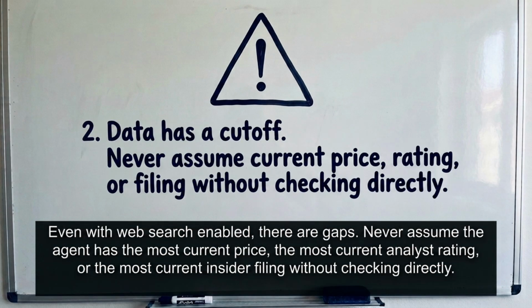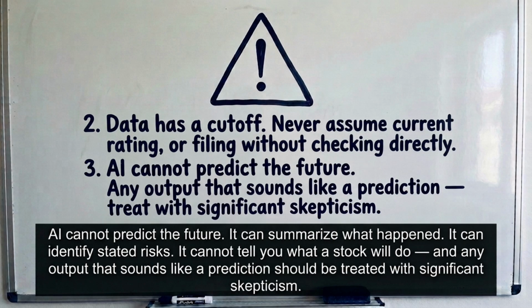Data has a cutoff. Even with web search enabled, there are gaps. Never assume the agent has the most current price, the most current analyst rating, or the most current insider filing without checking directly. AI cannot predict the future. It can summarize what happened. It can identify stated risks. It cannot tell you what a stock will do, and any output that sounds like a prediction should be treated with significant skepticism.